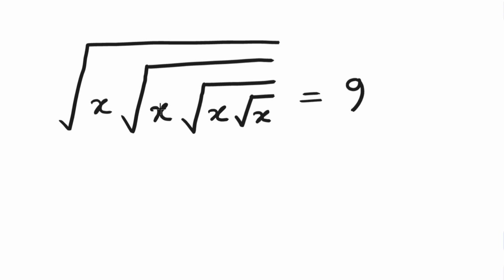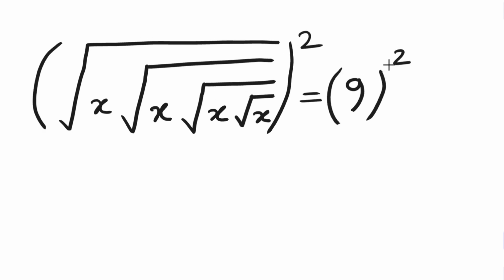The first thing we're going to do is remove one square root layer by squaring both sides of the equation. The reason we can do this is because if two quantities are equal, then their squares are also equal. So we have the quantity containing the 4 nested square roots of x, all squared, equals 9 squared.